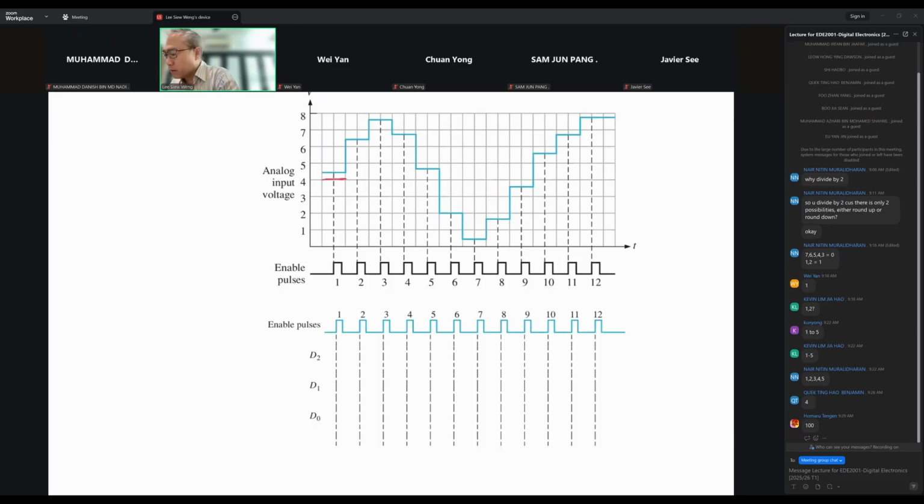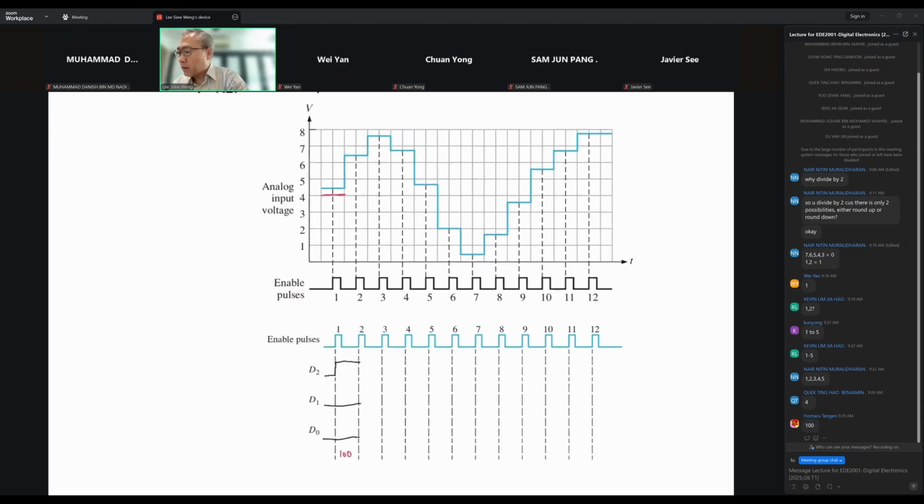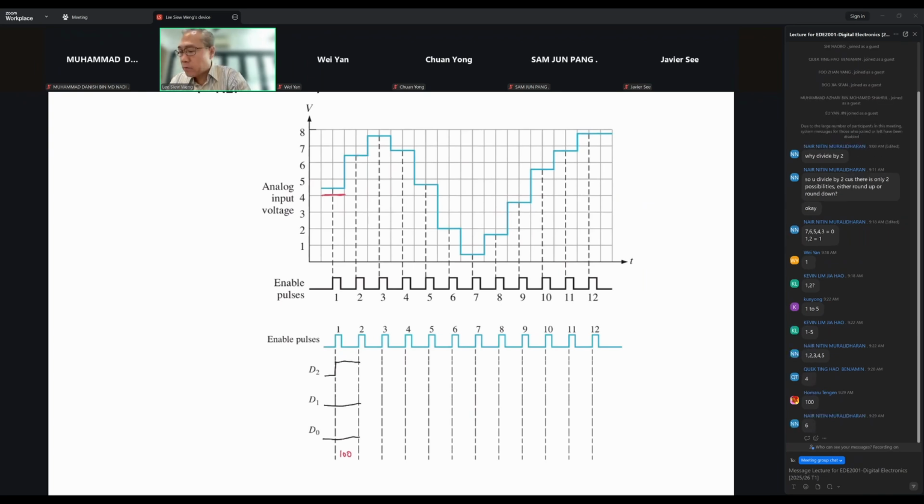So what I have here is that at the first pulse, my output is going to be 1, 0, 0. So down here, 1, 0, 0. Now let's go to the next one. What level will it go to? 6. Very good. And the binary output that corresponds to this will be 1, 1, 0. This is quite straightforward. So this one stays as 1, then goes to 0.